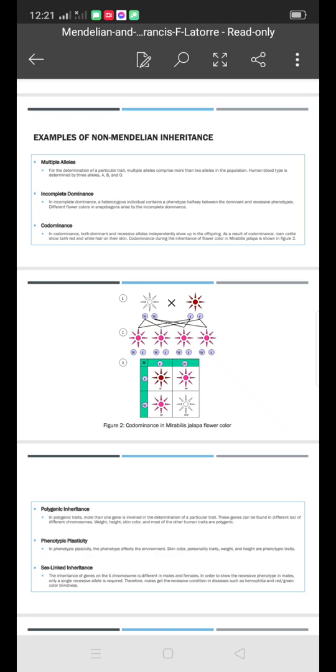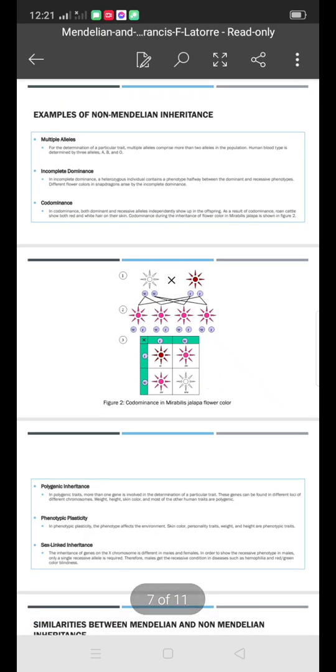Multiple alleles: for the inheritance of a particular trait, multiple alleles comprise more than two alleles in the population. Human blood type is determined by three alleles: A, B, and O. In incomplete dominance, a heterozygous individual has a phenotype halfway between the dominant and recessive phenotypes. Different flower colors in snapdragons arise by incomplete dominance.